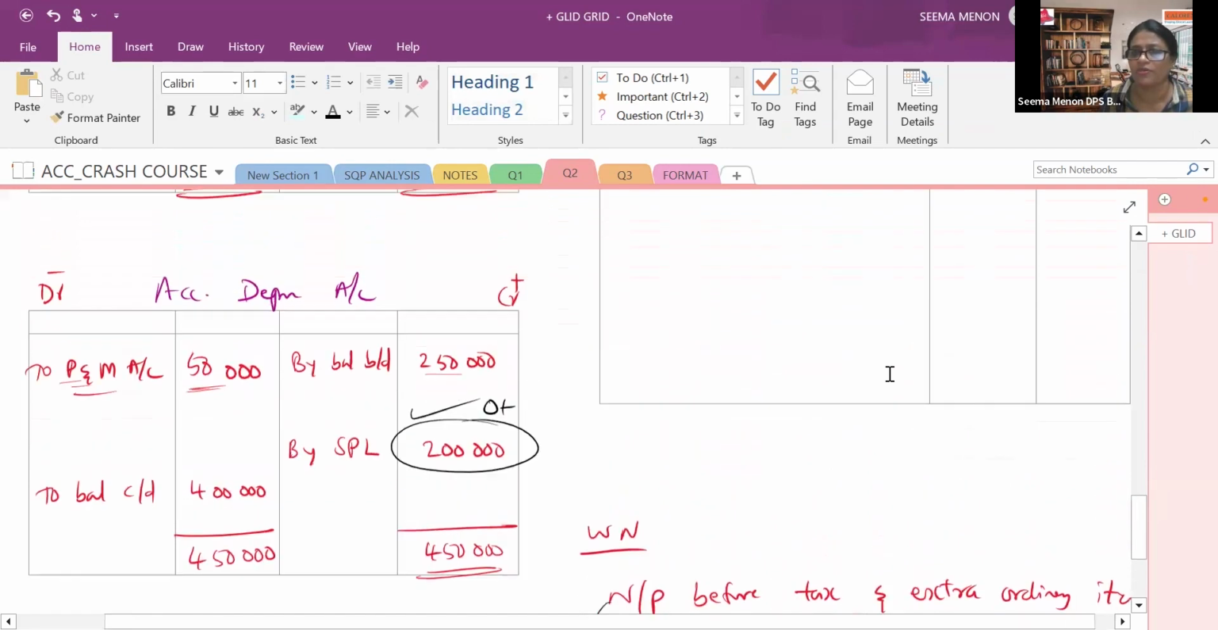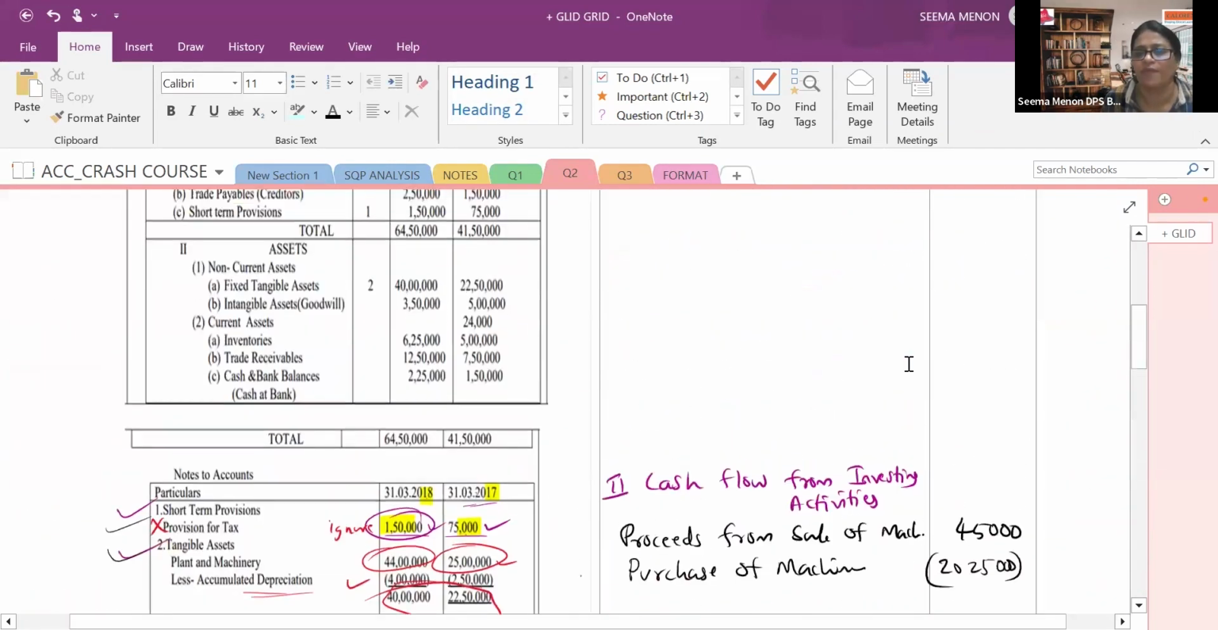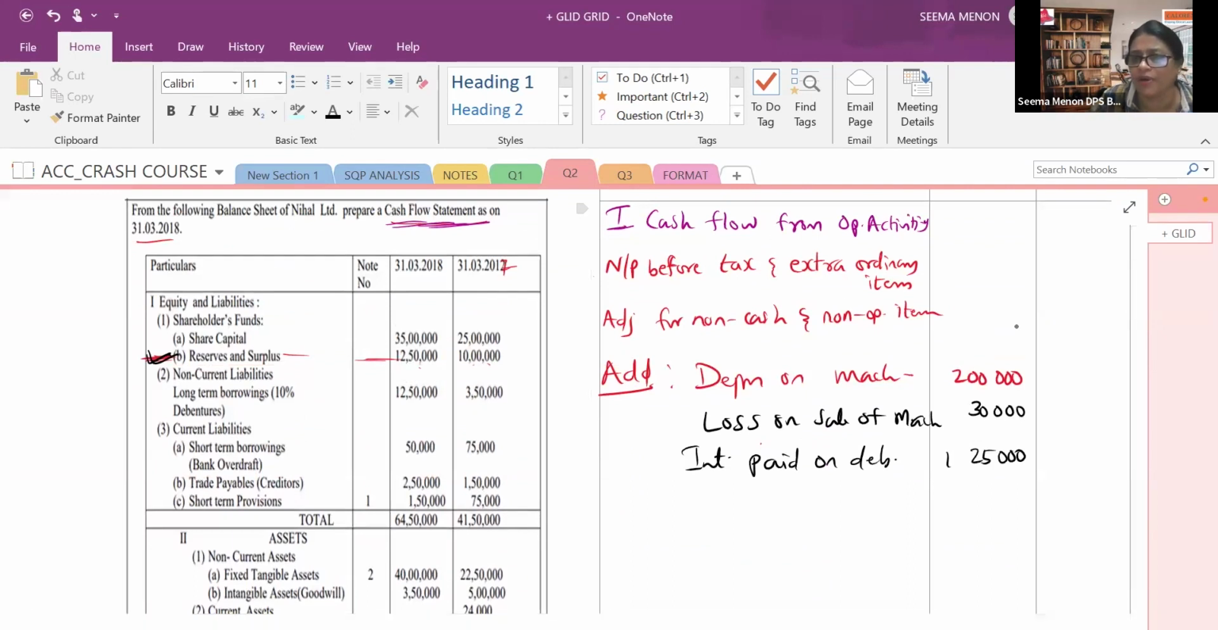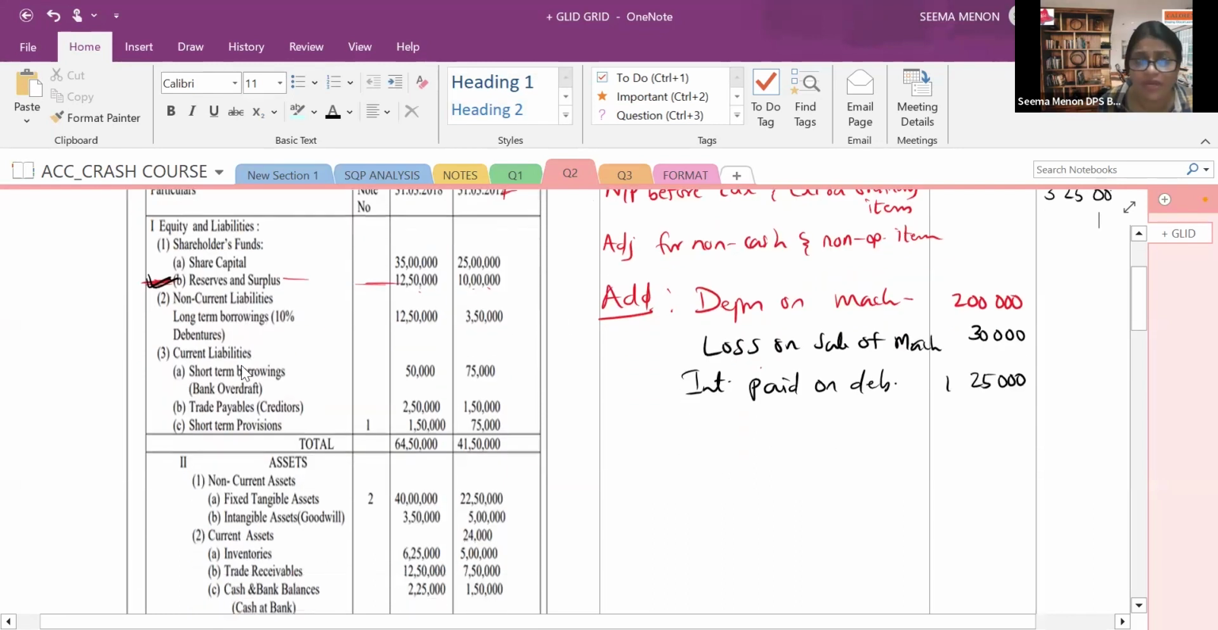I will be showing this in operating activity. The first item, net profit before tax and extraordinary item, in the outer column, I will write 3,25,000. So this much work you have to complete, then only you can start from the balance sheet. If you do the adjustments first, then the notes to accounts, then going through or referring to the rest of the balance sheet will be very easy.